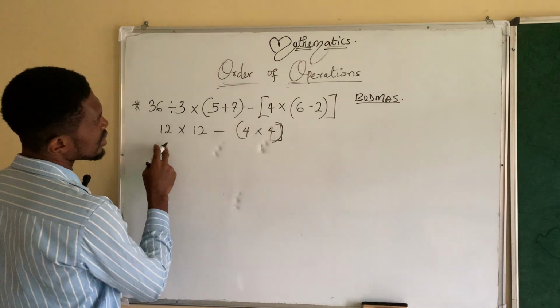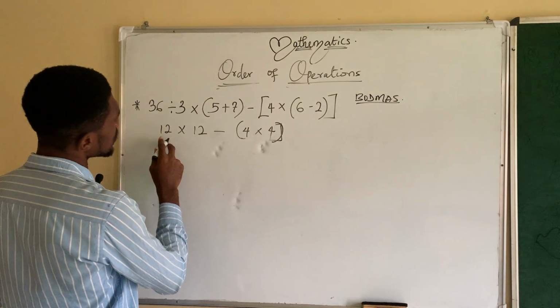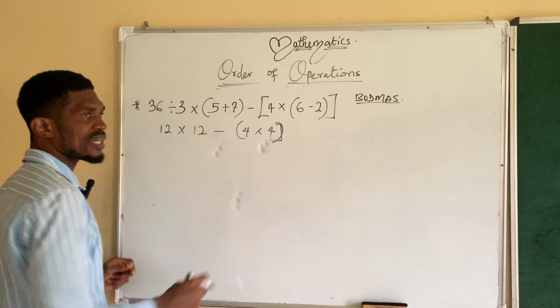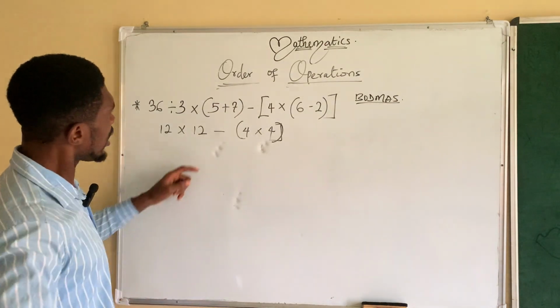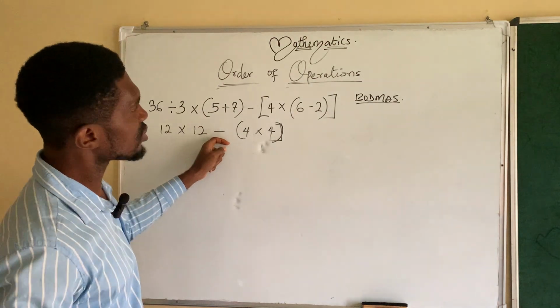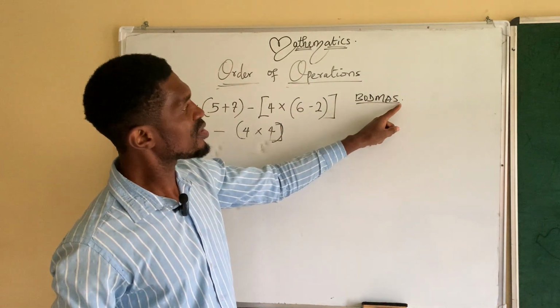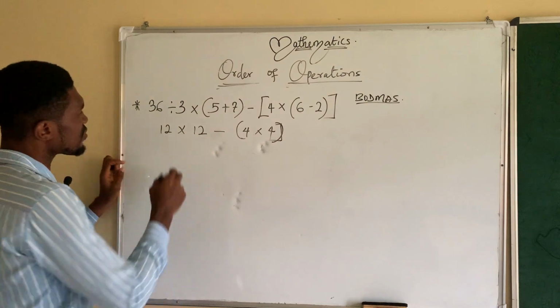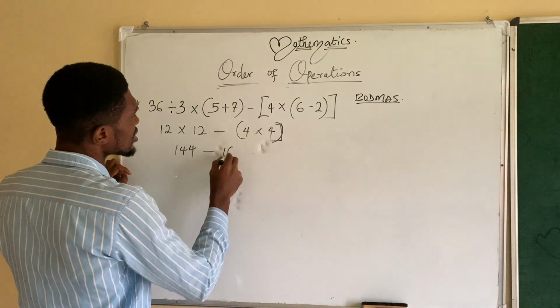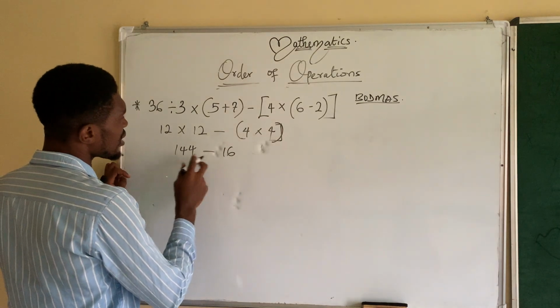So we say this is 12. No, this is multiplication. This is another multiplication. And we'll have the subtraction. So multiplication will always come before subtraction. So let's multiply this. 12 times 12 is what? 144. Minus 4 times 4 is what? 16. 144 minus 16.